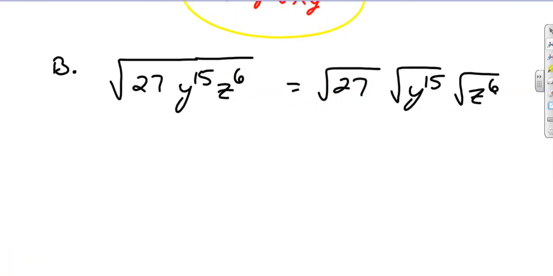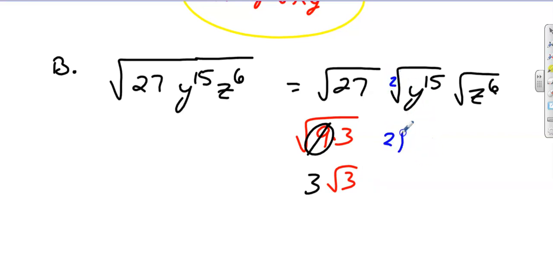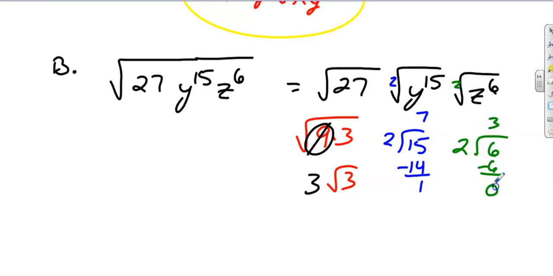So if we start with the square root of 27, if you start breaking this one down, 27 will be 9 times 3. And hopefully you go, well, the square root of 9, that's a perfect number. So if I take the square root of 9, that's just going to be 3. That's going to leave me with 3 square root of 3. For the y's, again, the index is 2, so we're going to divide 2 into 15. It goes 7 times with 1 left over. And for the z's, when you divide 2 into 6, that'll go 3 times with no left over.